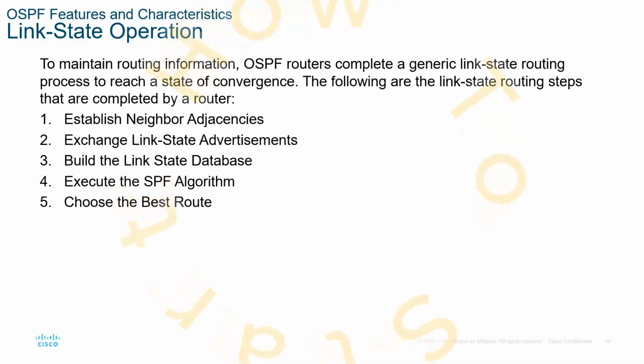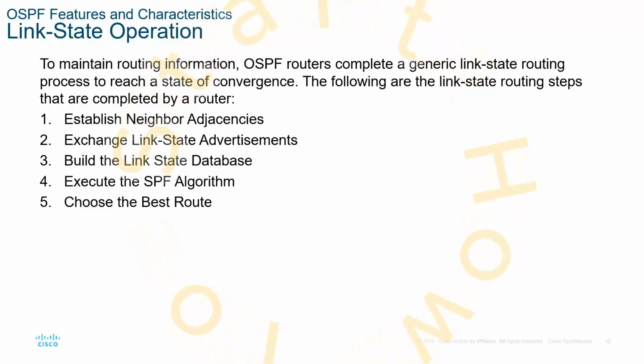So the link state operation, in order to maintain routing information, has to complete a generic link state routing process to reach each state of convergence. The state of convergence is going to be where all routers have information on all other routers.